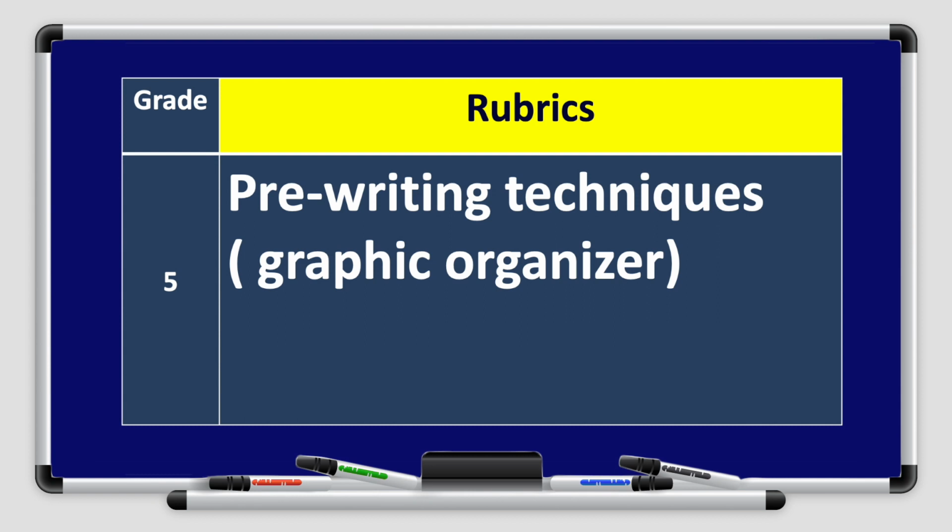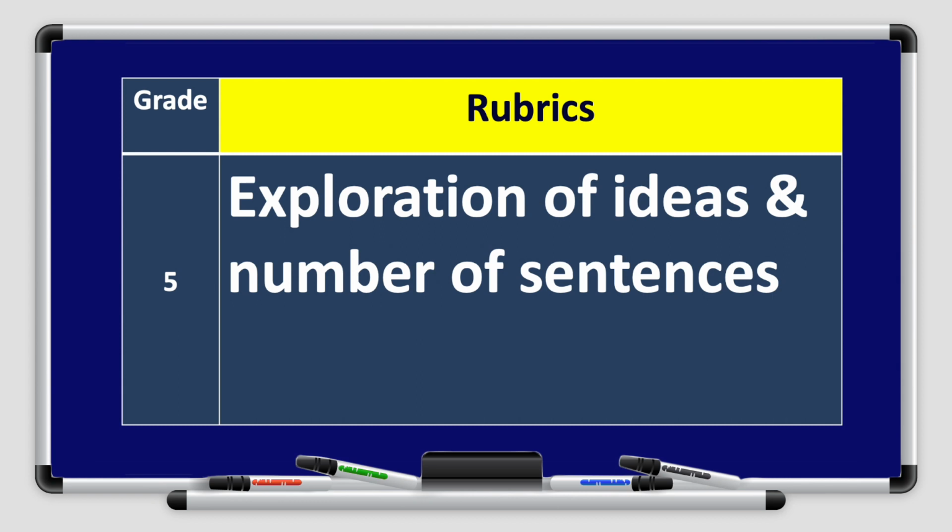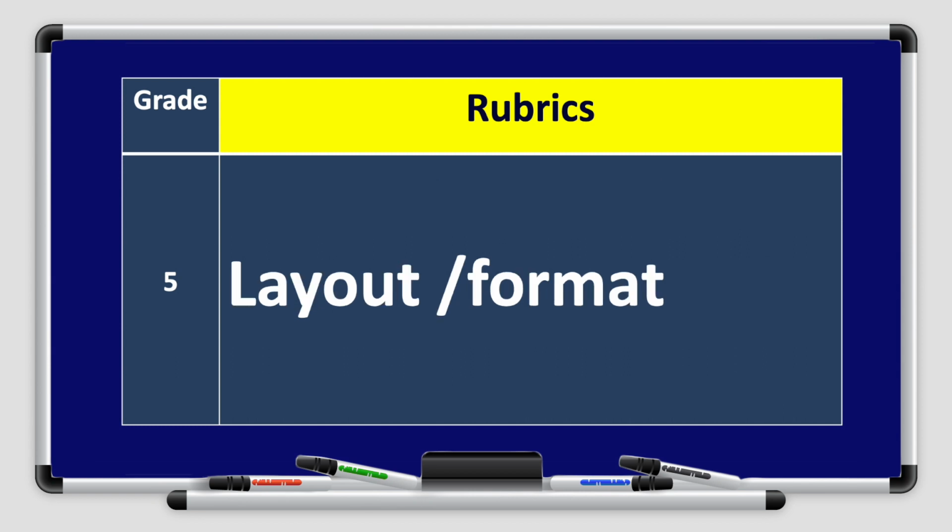Alright, boys and girls, now let's move on to the writing rubric that we use as teachers to check your answers. Remember, the pre-writing techniques in your graphic organizer depend on the phrases that you write instead of words. Exploration of ideas and number of sentences: make sure that your sentences are correct and the numbers are correct too. Please follow the correct layout and format of writing a paragraph. If it's an email, you have to follow the correct format. If it's a paragraph, you have to follow the correct format too.